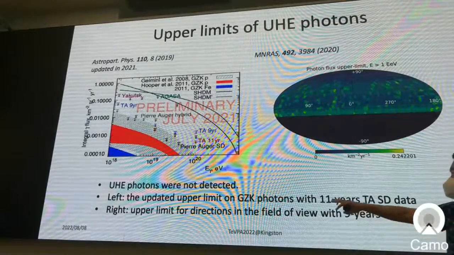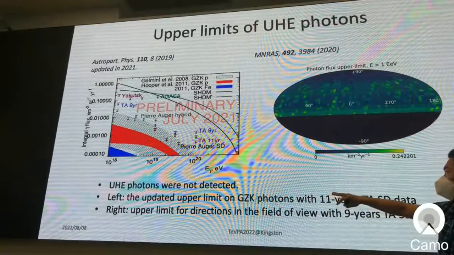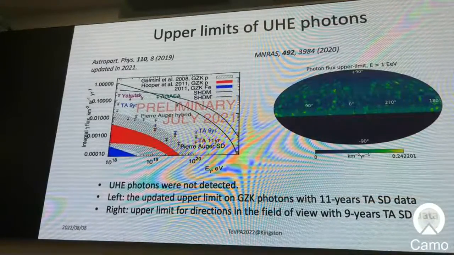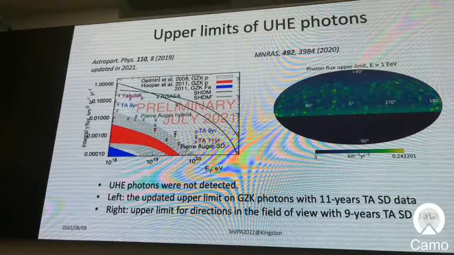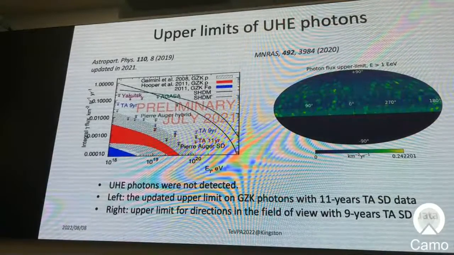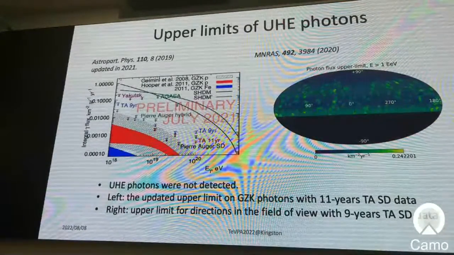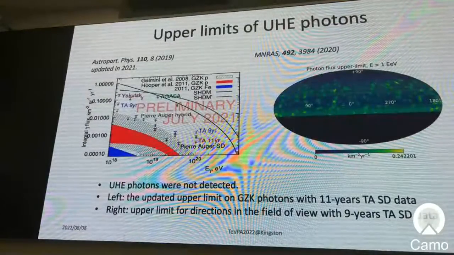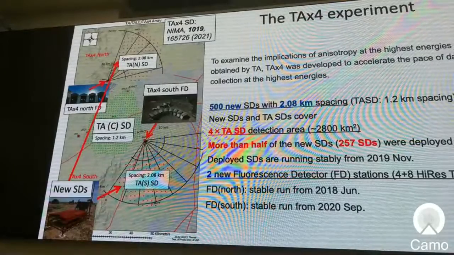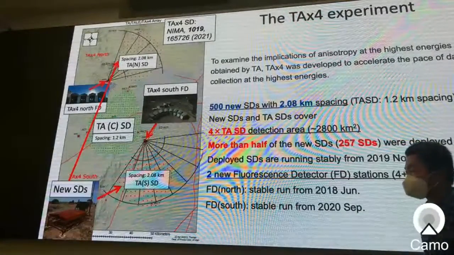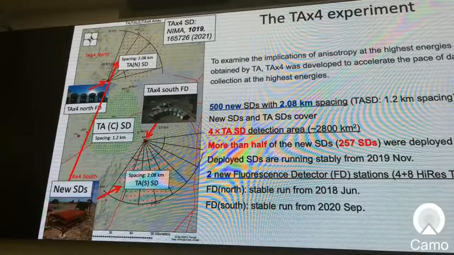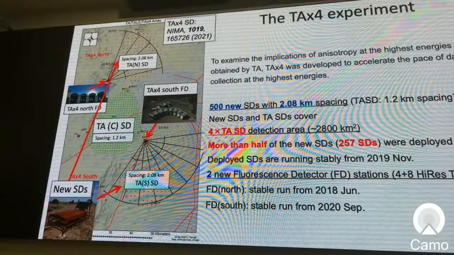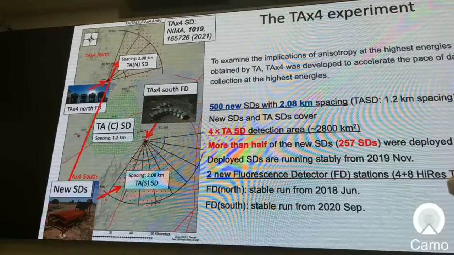And the left is the upper limit of integral flux. And the right is the upper limit of directional flux. This is what we obtained using the Telescope Array experiment. And as I emphasized, we got some implications of anisotropy at the highest energies.